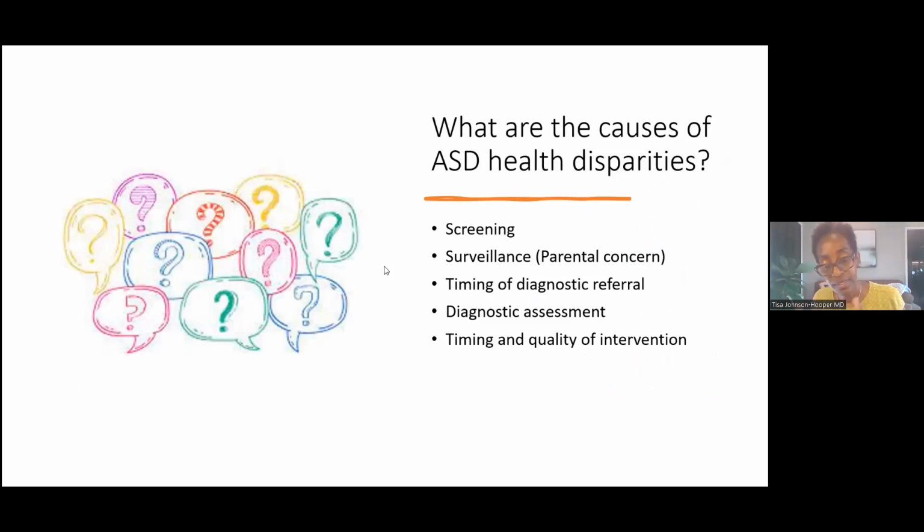So now let's shift. Let's explore the points along the pathway for potential social determinants of health factors that may contribute to the autism disparities that we see. This is not an exhaustive list of where factors can impact outcome, but in the interest of time, we'll review some studies exploring health disparities, specifically relating to screening, surveillance, the timing of the diagnostic referral and evaluation, the diagnostic assessment, and the timing and quality of interventions.